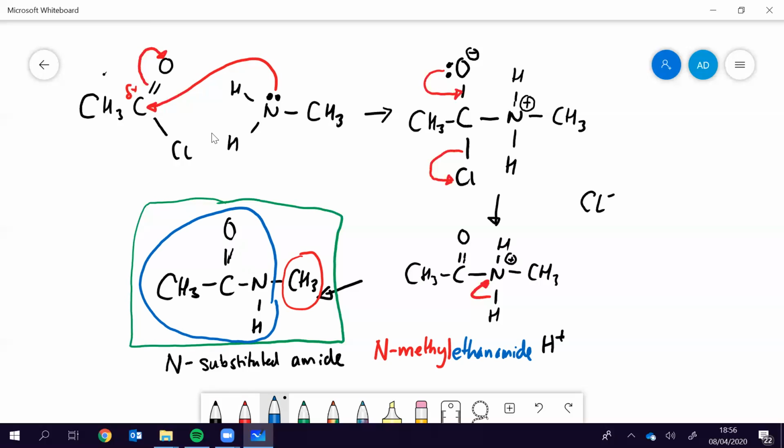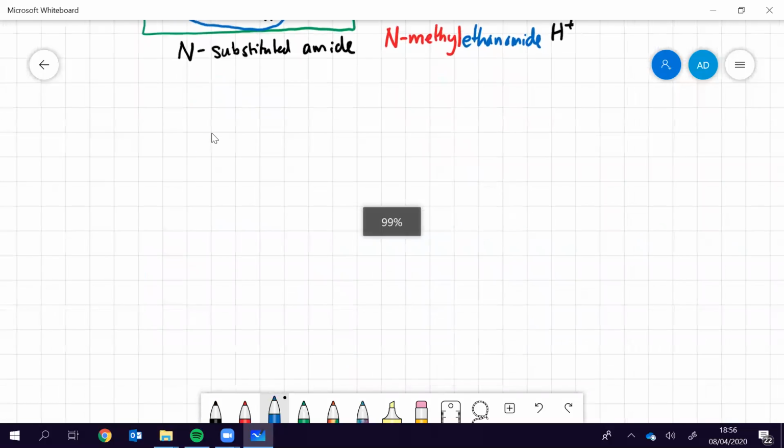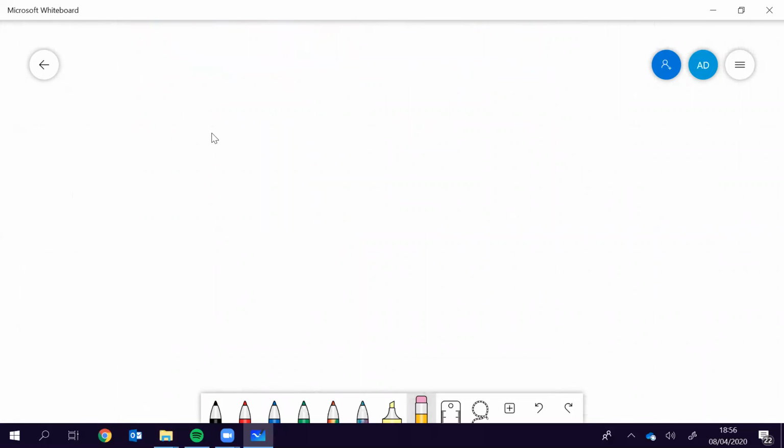So now I just want to talk about what an amide is and how that's different to an amine and how we name them. So right, I think I'll clear that. Okay, so right. An amine is just an alkyl group attached to an NH2.